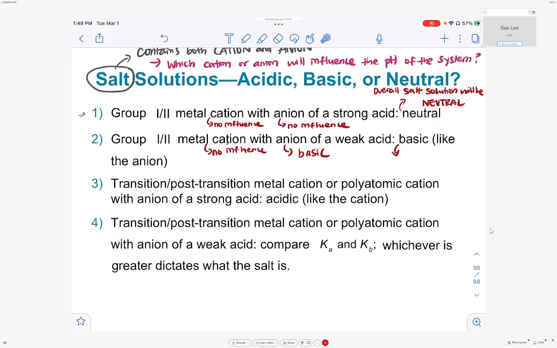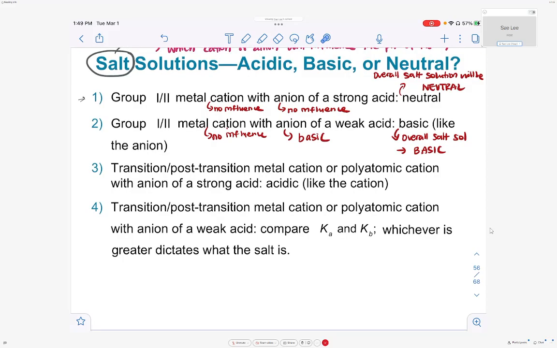Why? Because it contains an anion of a weak acid. The overall salt solution will be basic due to the presence of this anion of a weak acid. Let's look at the third situation. In the third situation, you have a cation from a transition or post-transition metal, or you have a polyatomic cation, and for the anion, you have an anion of a strong acid.